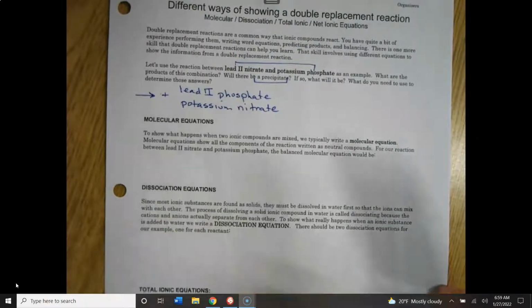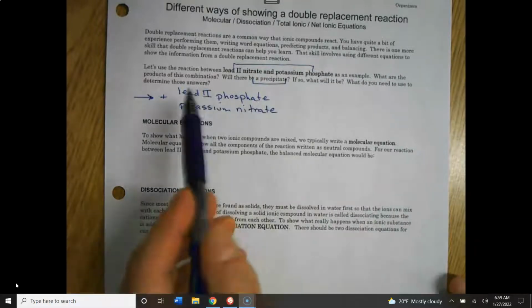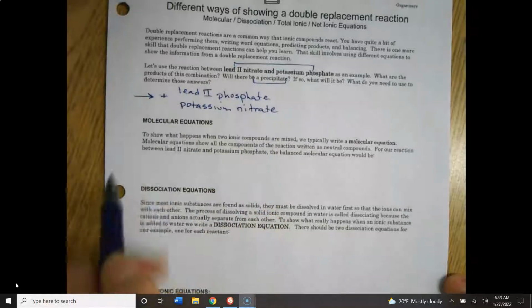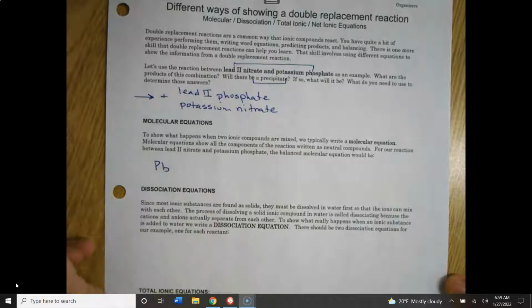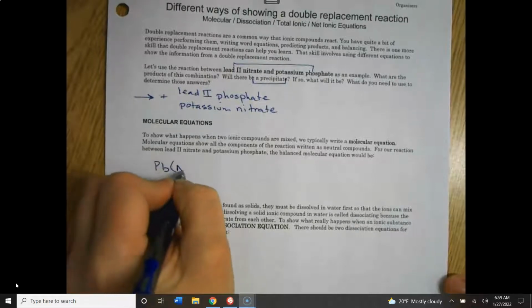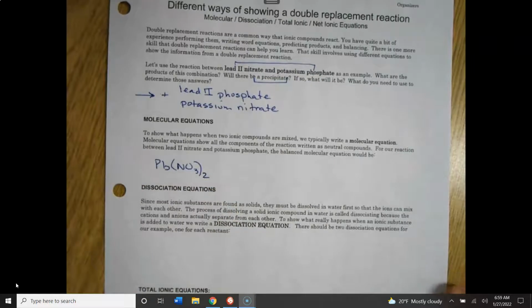So the molecular equation is what you're used to seeing. You write the formula for the substance, you put states in it, and then you balance it. The first thing we have to do whenever we write a molecular equation is make sure that we write the formulas correctly. So focus only on lead-2 nitrate. Well, lead-2 lets you know that it's going to be Pb2+, which means I'm going to need 2 nitrates to go with it because nitrate is -1.